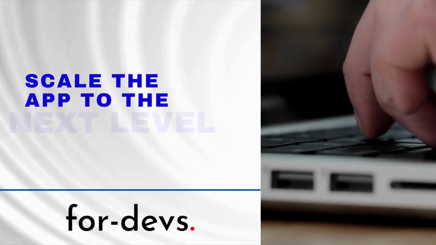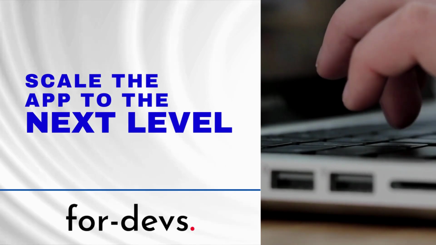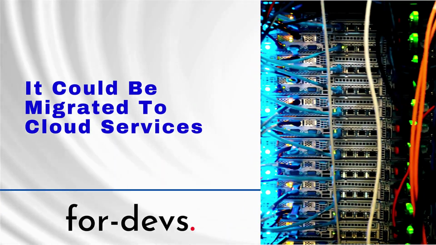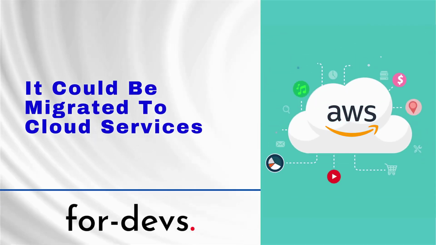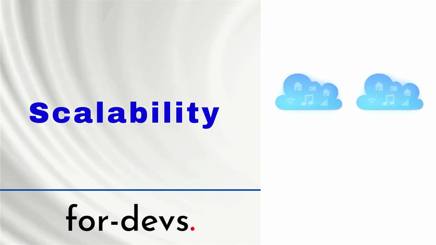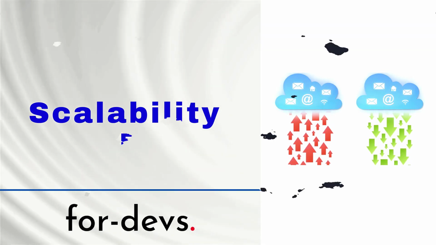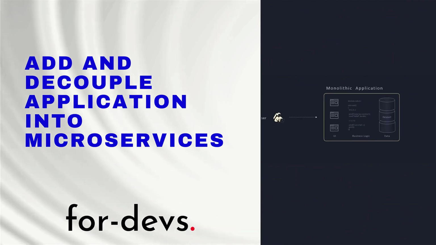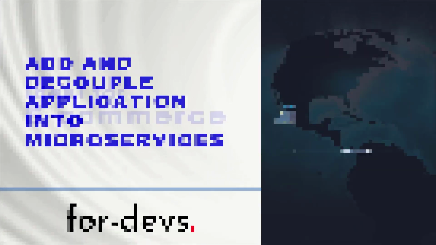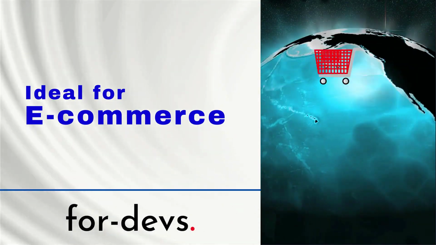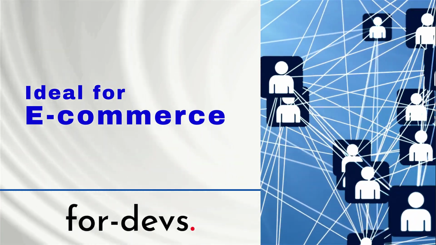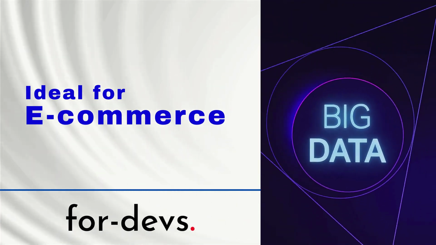Now, with the foundation we have established, there are several paths to consider for scaling our application to the next level. To scale, the project could be migrated to a cloud infrastructure, such as AWS or Google Cloud, to handle increasing data volumes and take advantage of its scalability. We could also be decomposing the application into microservices. This architecture allows for agile updates and scaling. Additional architecture is ideal for e-commerce systems that require real-time inventory synchronization or for big data analysis, providing insights from large volumes of information.